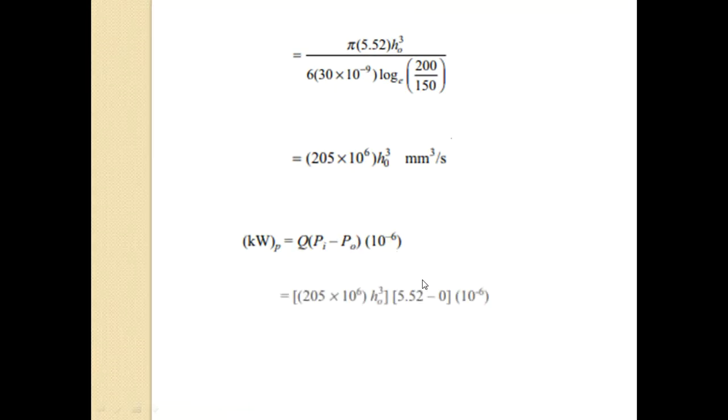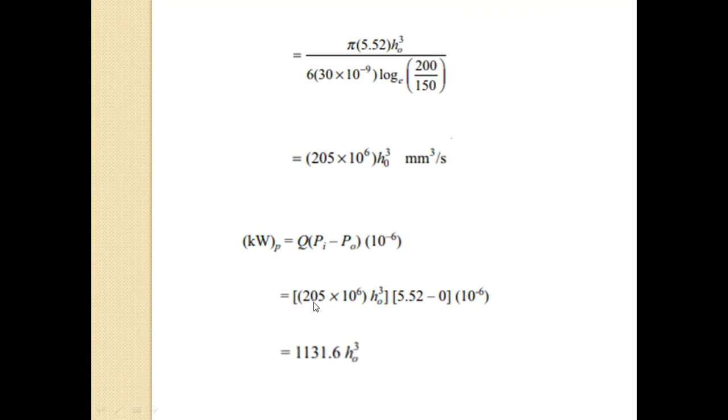Now see here, Kw of P is equal to, we have the value of Q, put here as it is, 205 into 10 raised to 6 into H naught cube into Pi minus Po. The value of Pi we already calculated, 5.52, minus Po, that is atmospheric pressure, keep as it is 0 into 10 raised to minus 6. After calculation, we got kilowatt power. Power is again energy, so the energy of lubricating oil again comes in terms of H naught cube.